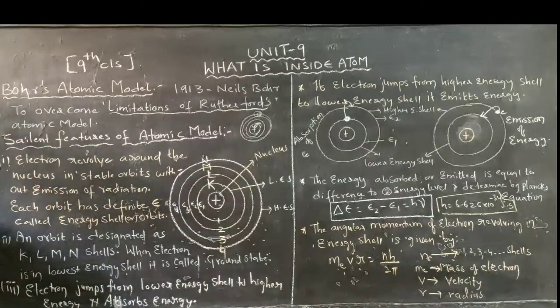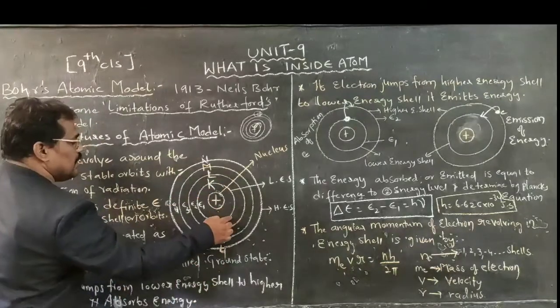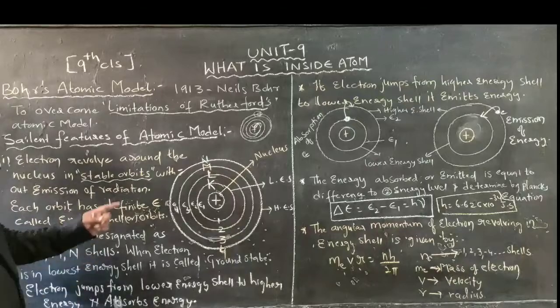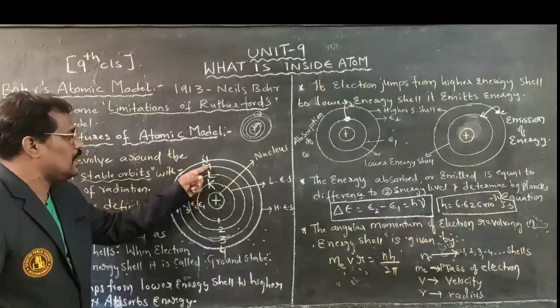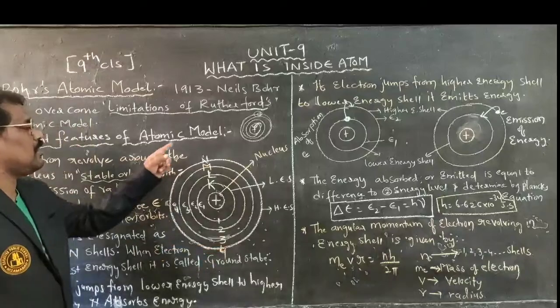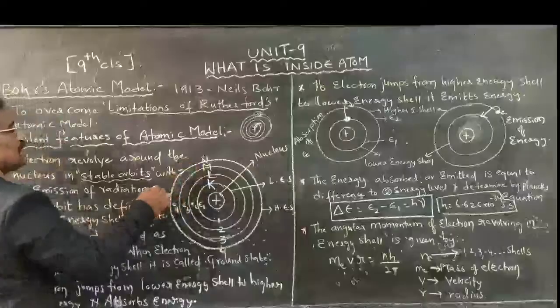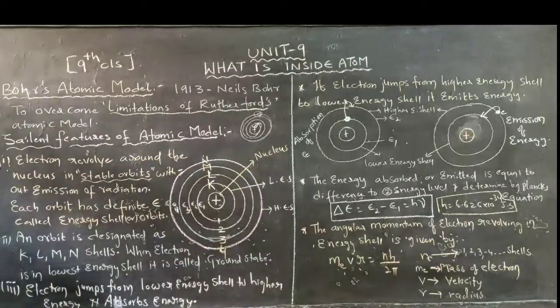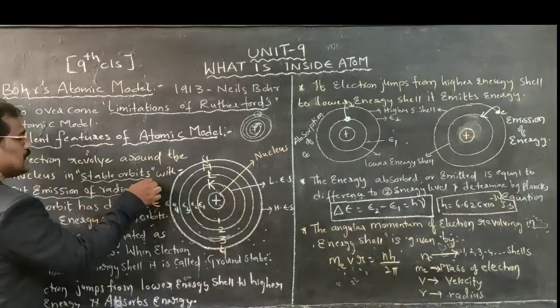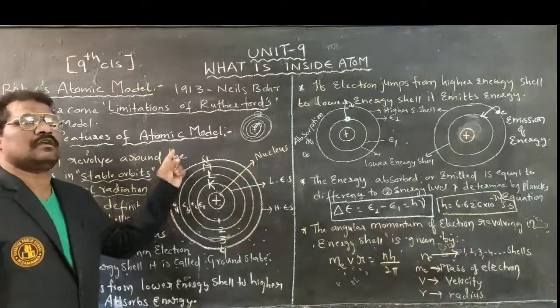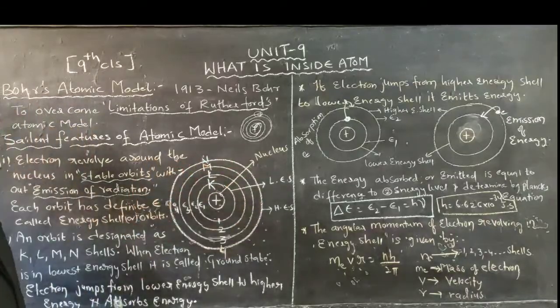He said that electrons revolve around the nucleus in stable orbits. Within these stable orbits, K, L, M, N are circular orbits. In these circular orbits, electrons orbit around the nucleus without emission of radiation.